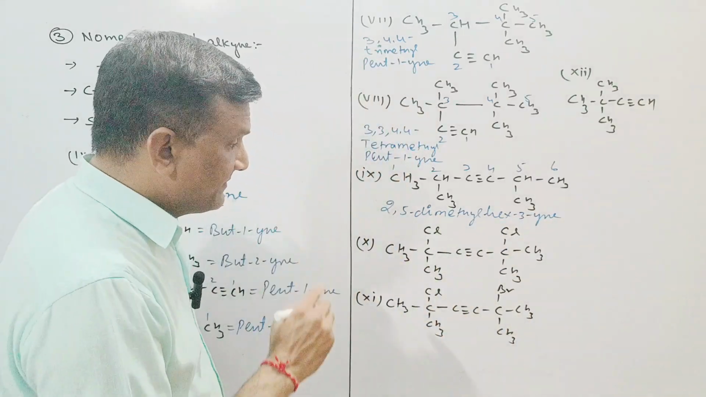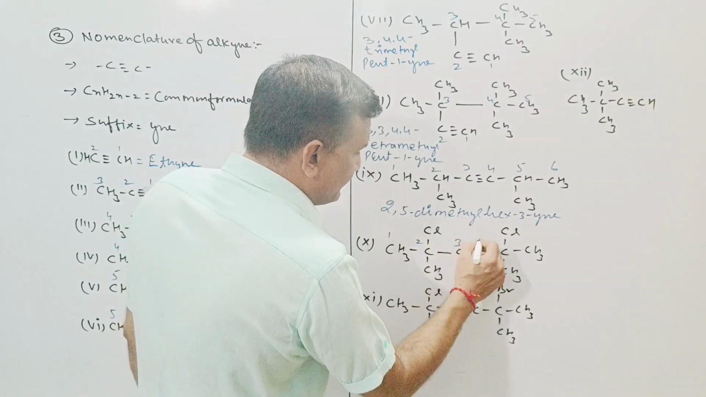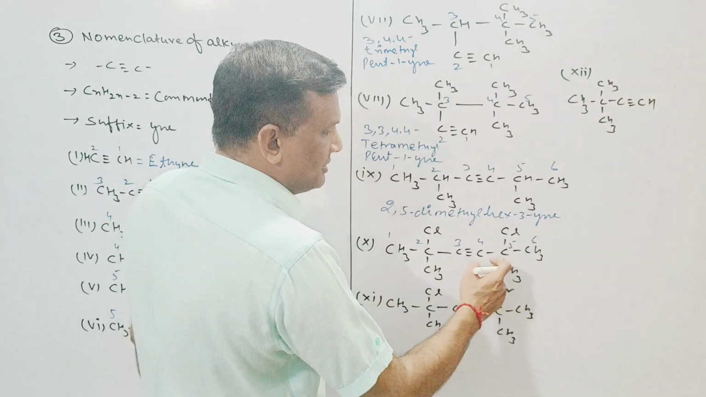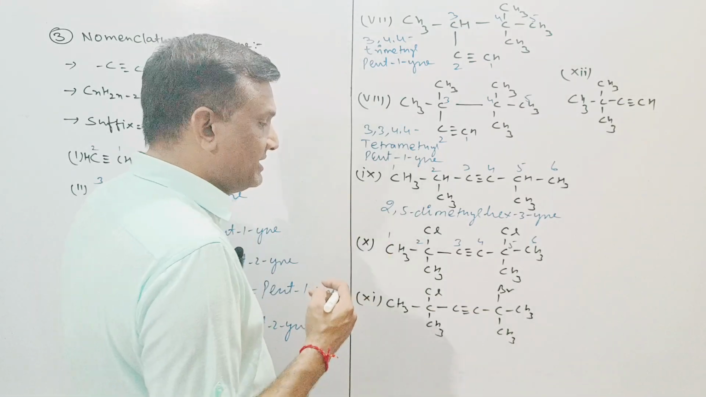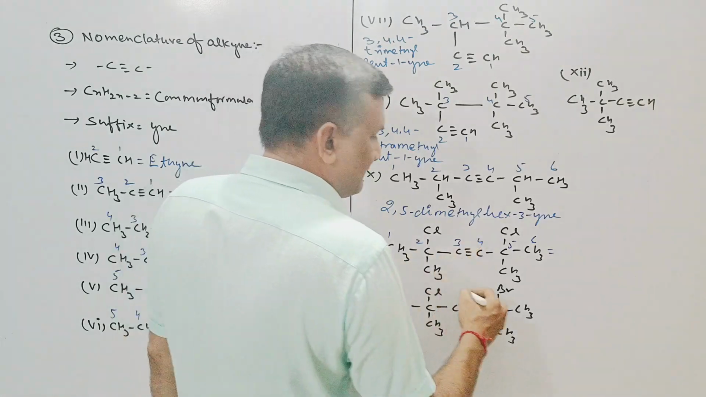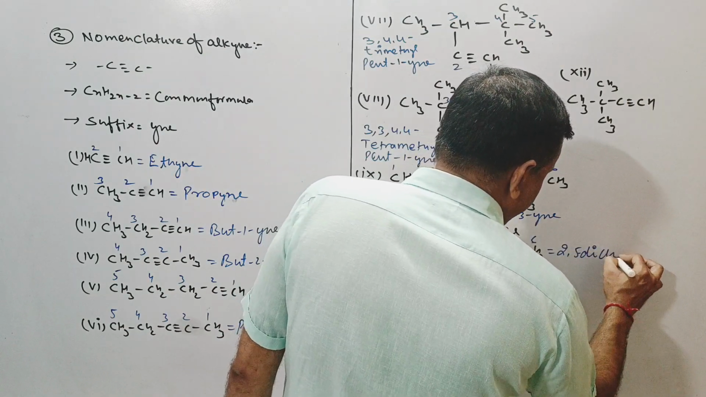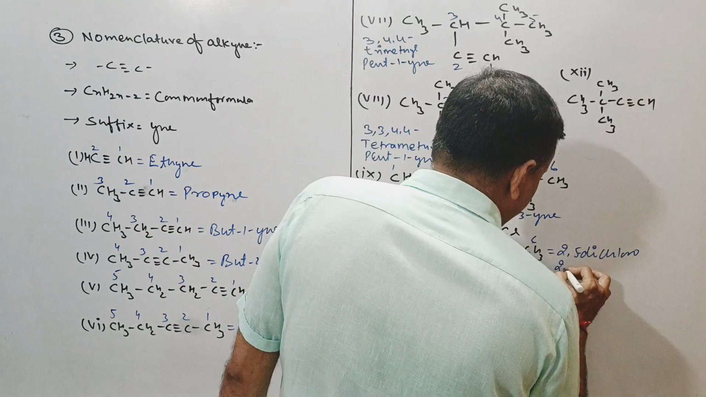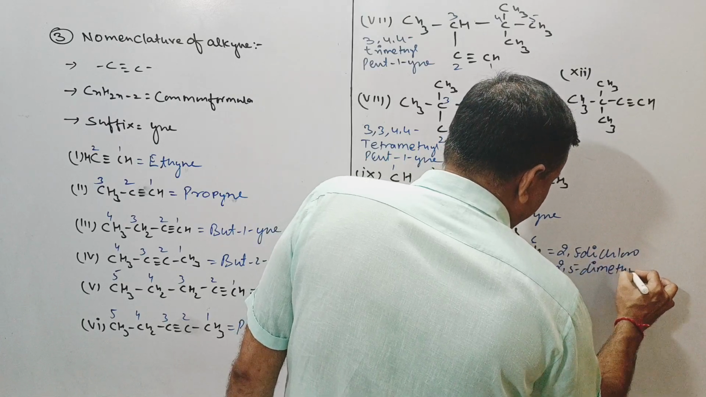For this, first of all, counting the chain, you can count the same because the environment is the same. From this side also, at number 2 carbon there are methyl and chloro, the same, and the triple bond is at number 3, so you can count from anywhere. So the name of the compound will be 2-chloro and 5-chloro, so 2, 5 dichloro. Here is the 2, 5 dimethyl.